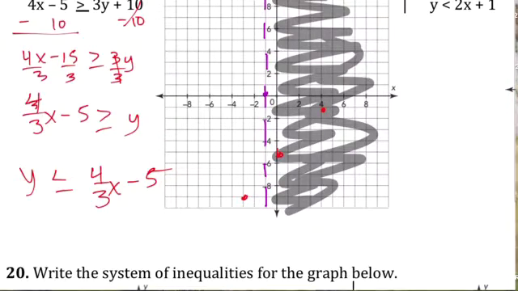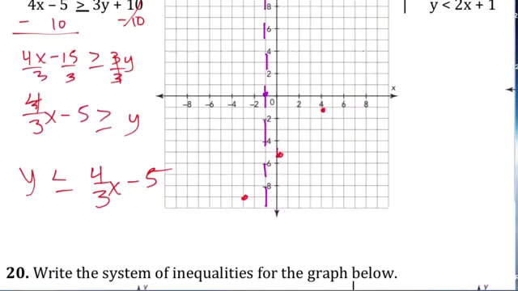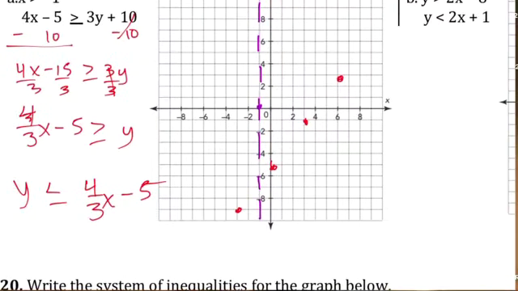I think I went too far here. I went too far on this one too. Up 4 over 3. Up 4. And that is a solid line. And you shade the bottom. That's because it's less than.